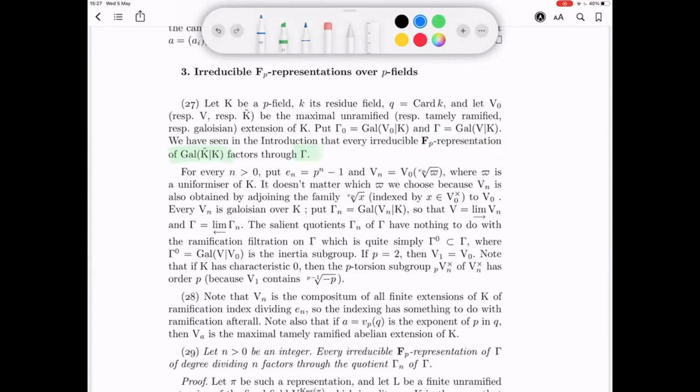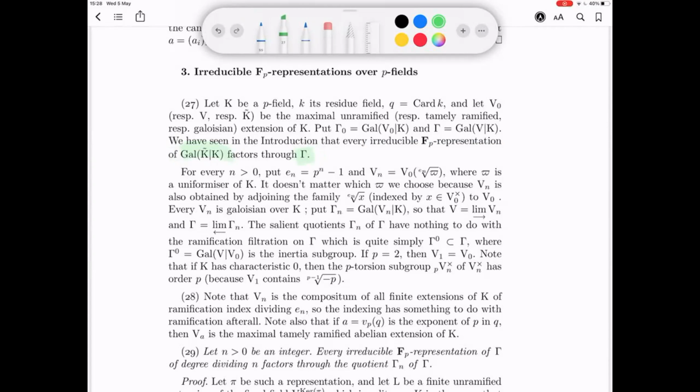Anyway, so gamma is a quotient of this absolute Galois group, because this V is contained in K tilde. Fine. But why do irreducible FP representations of this group factor through gamma? That's because of the following circumstance. First of all, the kernel of the map from this Galois group to gamma is a pro-P group. It is the wild inertia. This is what we have seen, right?